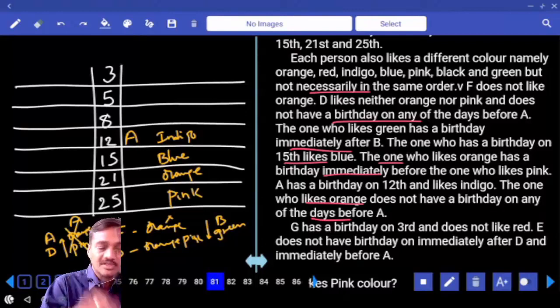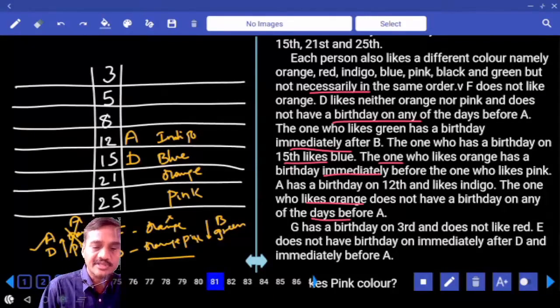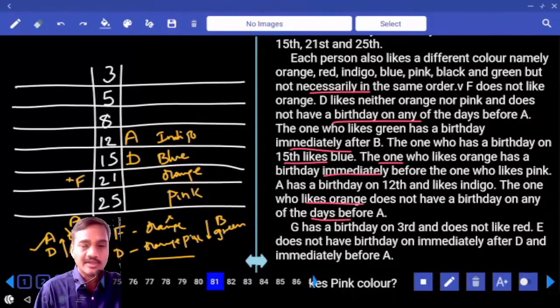And next one, what about this D here? A and D are adjacent to each other. A is immediately before D, hence D must be on 15. Done with this? And D, neither orange nor pink, D blue, that is fine. Now F cannot be orange. Hence, F cannot be on 21st as of now. And together, B and green, now we need to fix this B and green.